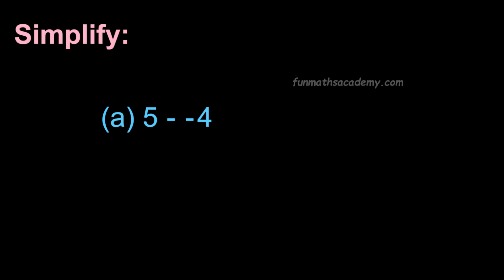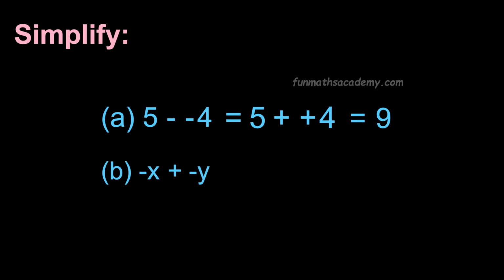Let's simplify 5 minus minus 4. When you subtract a negative number, it is the same as adding its positive counterpart. Therefore, 5 minus minus 4 simplifies to 9. Let's simplify minus x plus minus y. When you add a negative number, it is the same as subtracting its positive counterpart. So, minus x plus minus y simplifies to minus x minus y.